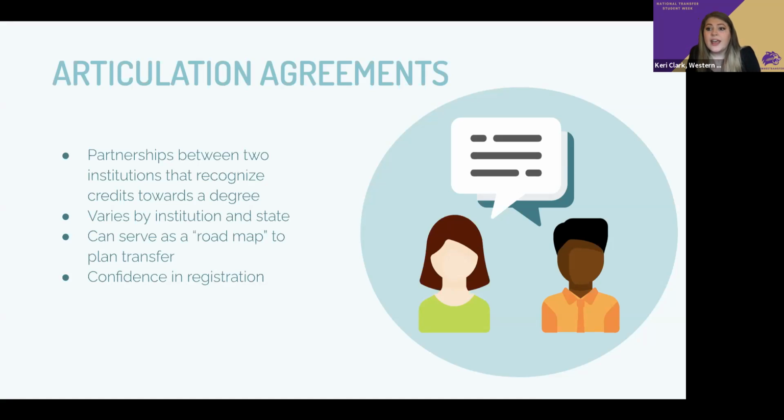It serves as a roadmap for a plan to transfer. It just provides you that extra confidence in registering, knowing that the courses you're taking, perhaps at the community college level, are guaranteed to transfer into the four-year institution and go towards the degree of your choice.